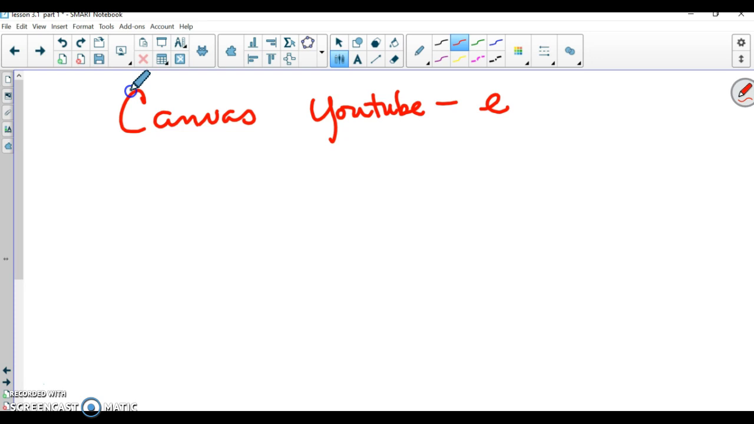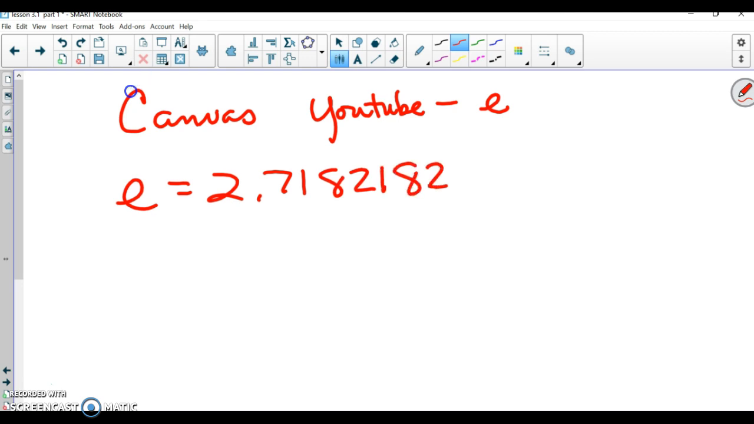Natural base e. e is an approximation and an irrational number. If you remember the definition of irrational, it cannot be written as a ratio of one integer to another. I'm trying to talk and write this. This might not be right: 7, 1, 8, 2, 8, 1. Close enough. So you guys look that up.